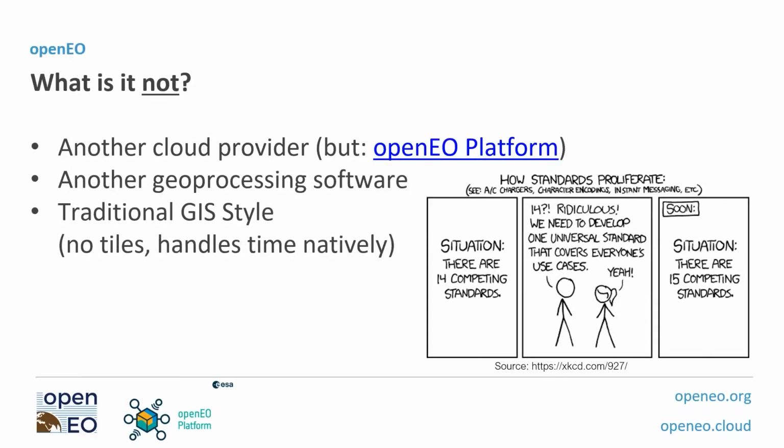What is it not? Well, it's not specifically another cloud provider. I mean, there are implementations out there, of course, for example, openEO Platform, but it's not a single one. Everyone can implement this API and processes on their existing stack of tools that they have. It's also not another geoprocessing software, and it's not using the traditional GIS style where you have files and tiles and where you need to figure out how to combine them. It also handles time natively.